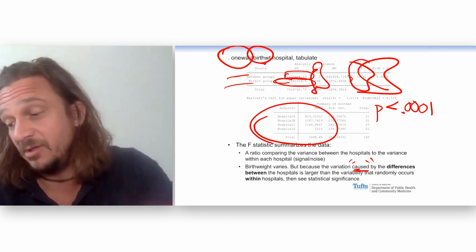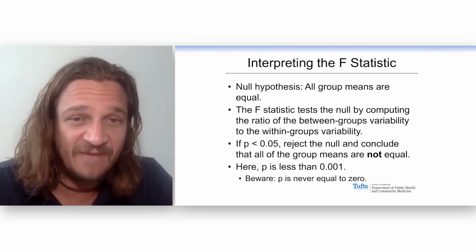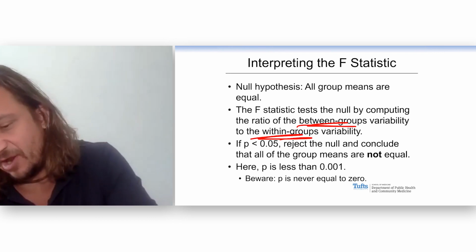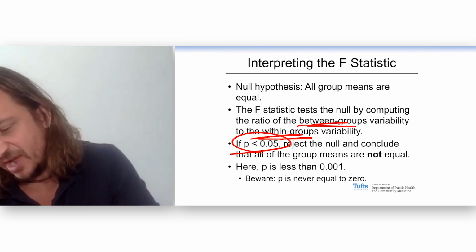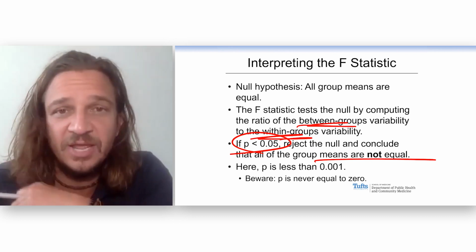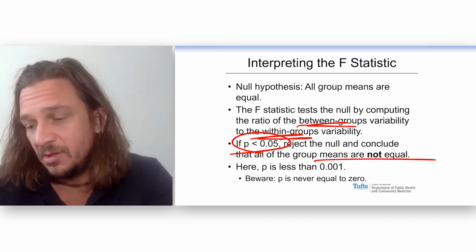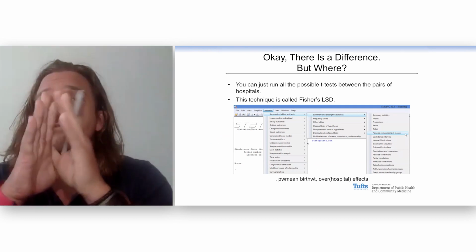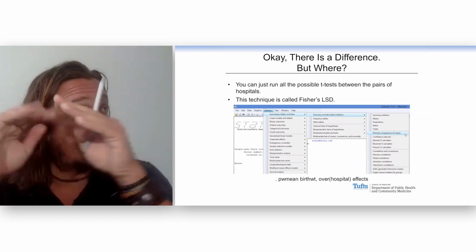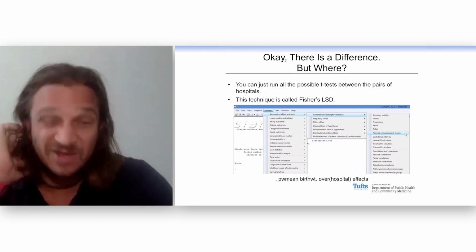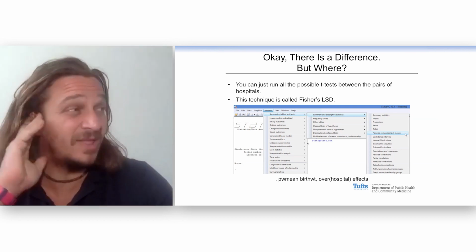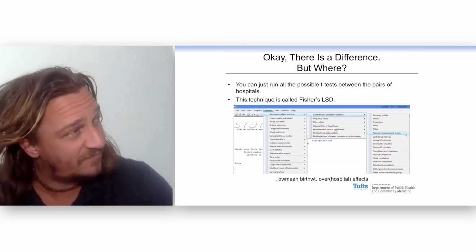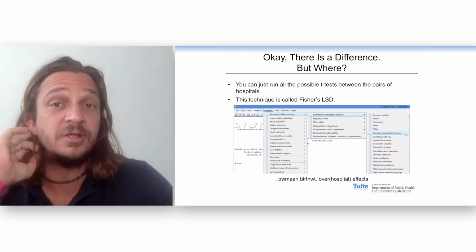So there is a difference. But where? So F tells us that between relative to within, there's a signal there. P is less than 0.05. Reject the null and say the means are not equal. But where is the difference? Now, think about this for a second. I have four groups. And I know that all four are not equal to each other. Somewhere in there must be a difference or differences or something. How could I find what those differences are?